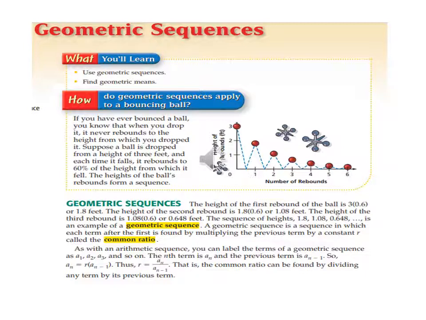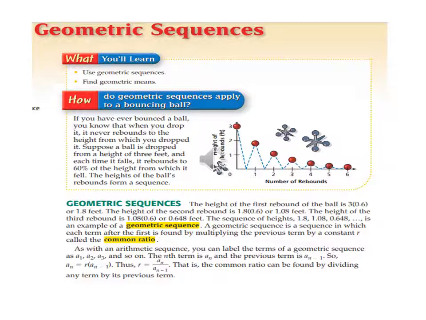A geometric sequence is a sequence in which each term after the first term is found by multiplying the previous term by a constant r, called the common ratio. As with an arithmetic sequence, you can label the terms as A1, A2, A3 and so on. Thus the nth term is A sub n and the previous term is A sub n minus 1. So A sub n equals r multiplied by A sub n minus 1. Thus r equals A sub n over A sub n minus 1. That is, the common ratio can be found by dividing any term by its previous term. It is very clear and very easy to understand.